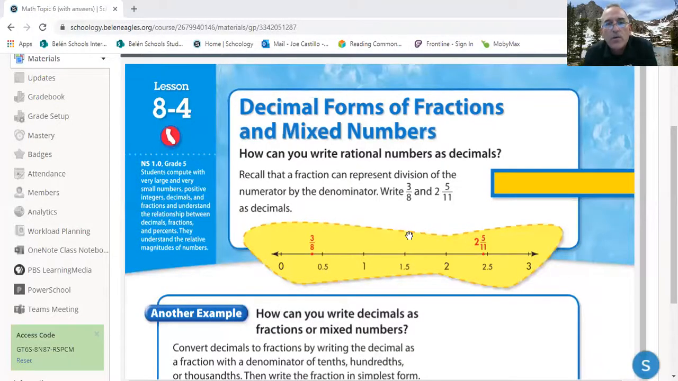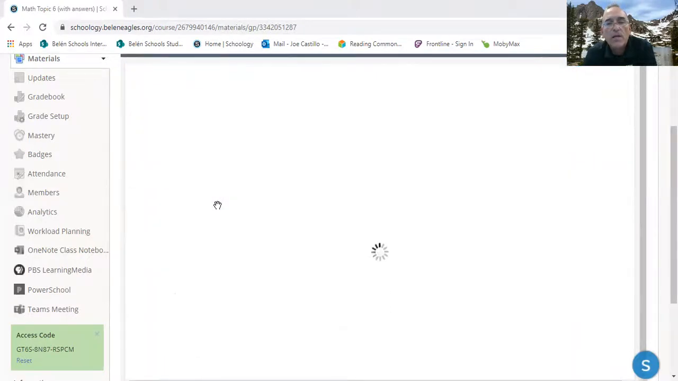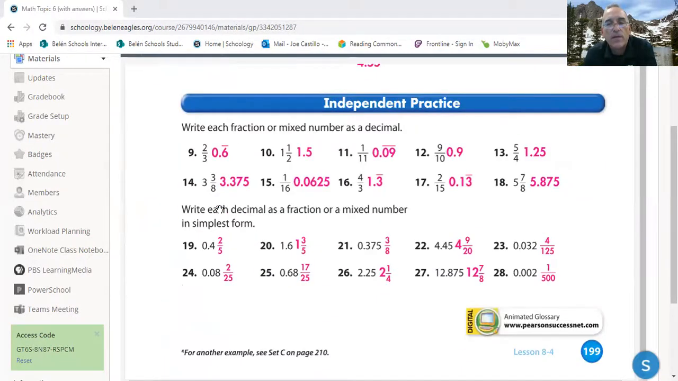I want to let you know that you do have the answers online. They're in Schoology. You have the answers for the book online. They're listed as 8-4. I put them in the topic 6 folder in Schoology. So they're listed as topic 8, lesson 4, but it does match ours. And you see the red answers in there, okay?